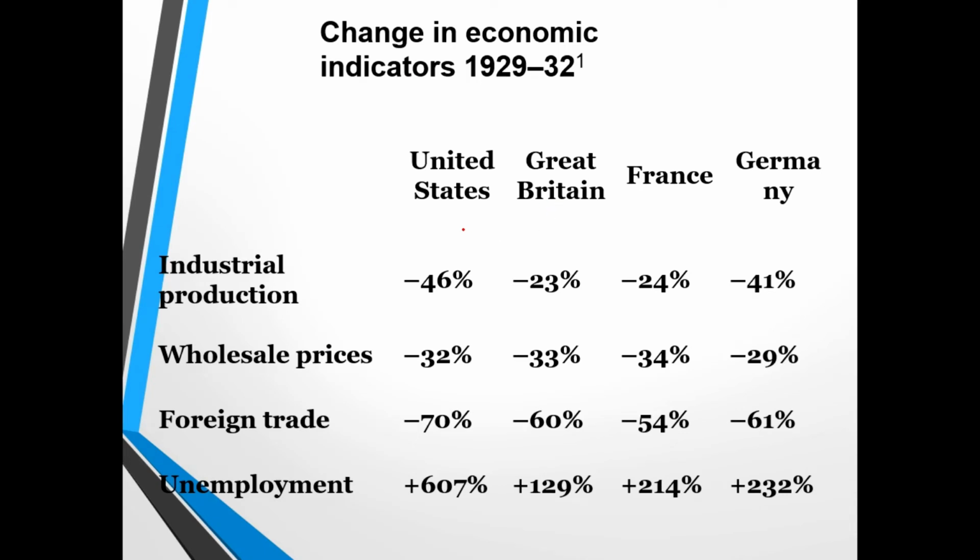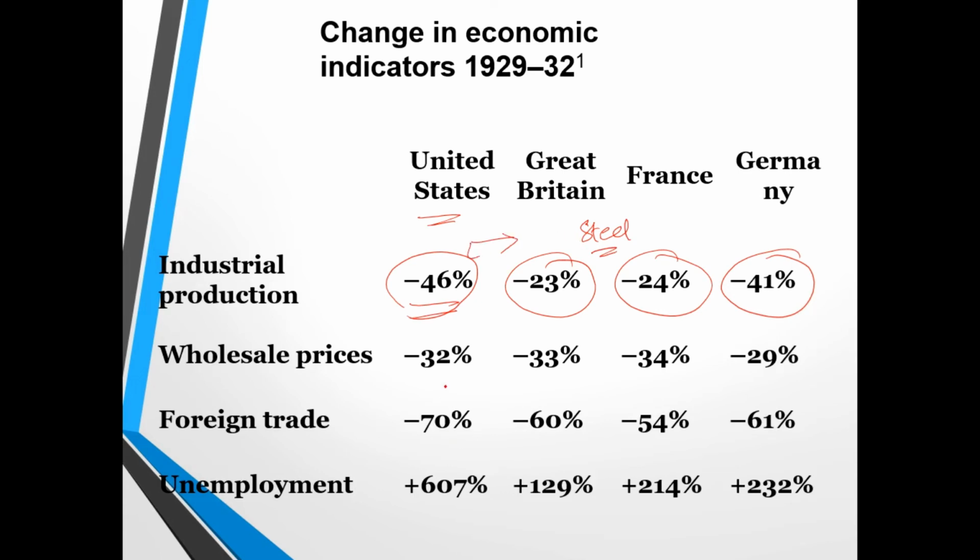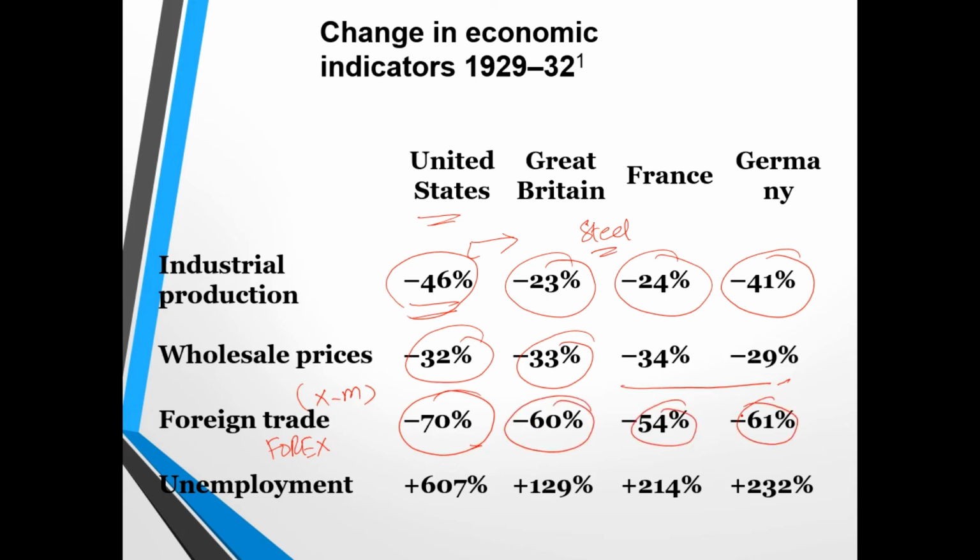Okay, change in the economic indicators. Industrial production: negative 46%. In Great Britain minus 23, France minus 24, and in Germany minus 44%. And if you look at it, steel was the major sector on which these countries heavily depended. Similarly, wholesale prices fell 30% on average, and this is forex, right? Foreign trade, X minus M, exports minus imports, fell by 70%. So nearly 60% is the average, and you can just look at the numbers.